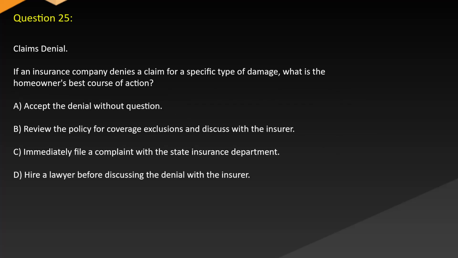Question 25. Claims denial. If an insurance company denies a claim for a specific type of damage, what is the homeowner's best course of action? A. Accept the denial without question. B. Review the policy for coverage exclusions and discuss with the insurer. C. Immediately file a complaint with the state insurance department. D. Hire a lawyer before discussing the denial with the insurer.